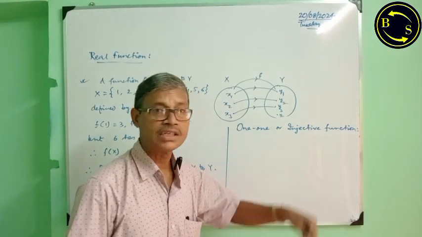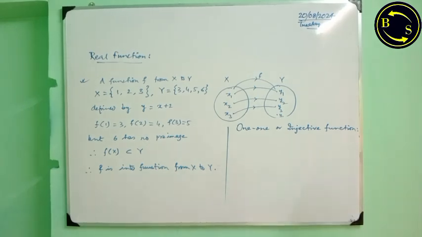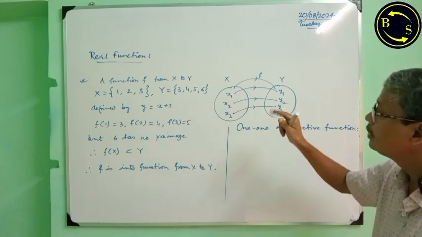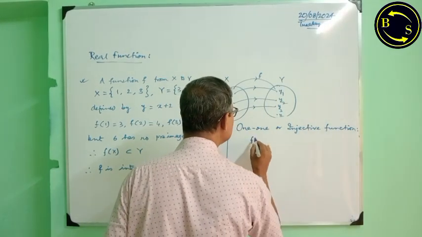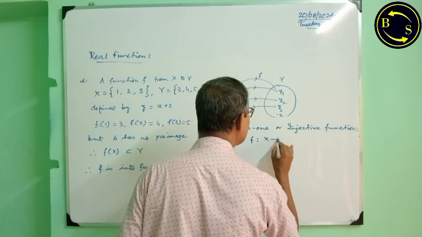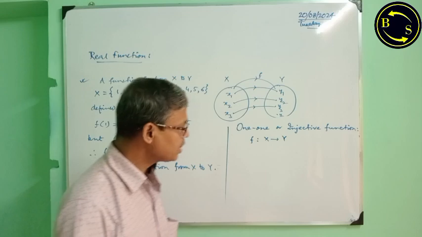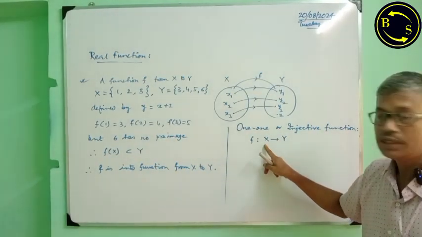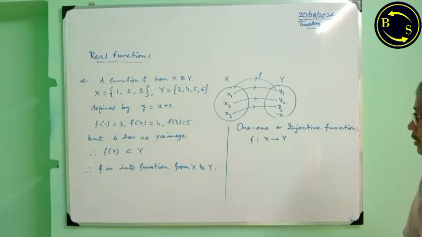Next, 1-1 or injective function. As per definition, I take a set x and set y, which are non-null sets. Now, the definition of an injective function: if f is a function from set x to set y such that each member of x is associated with a unique member of set y.